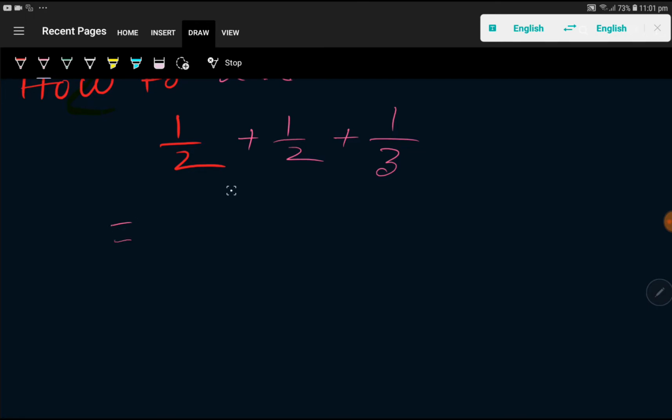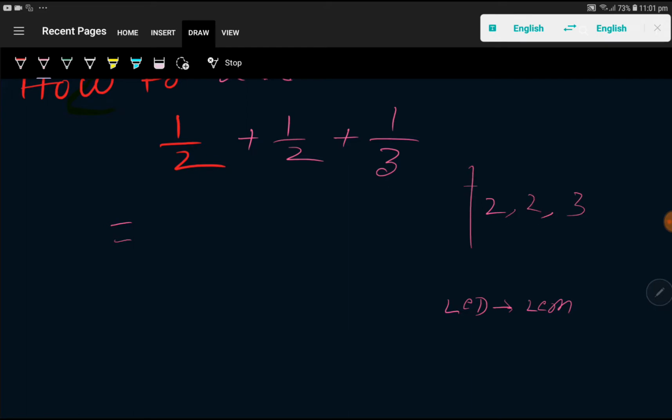Look, my target is to get same denominators, right? So to get the same denominator, I have to find out the LCD, that is least common denominator, and I will get this least common denominator by LCM, that is least common multiple. So I will get the least common multiple by the ladder division method. So I will add 2, 2, 3.